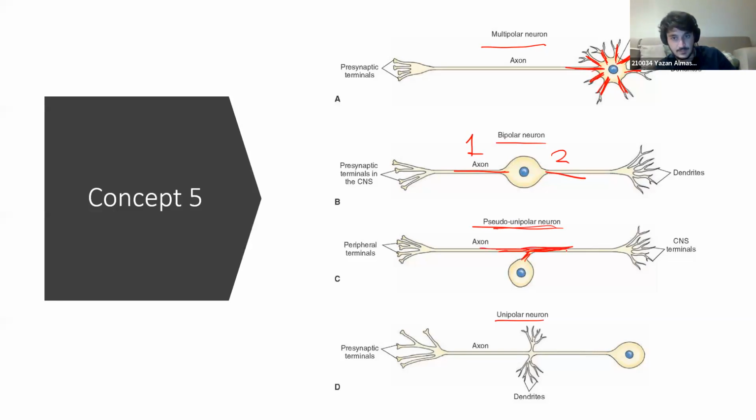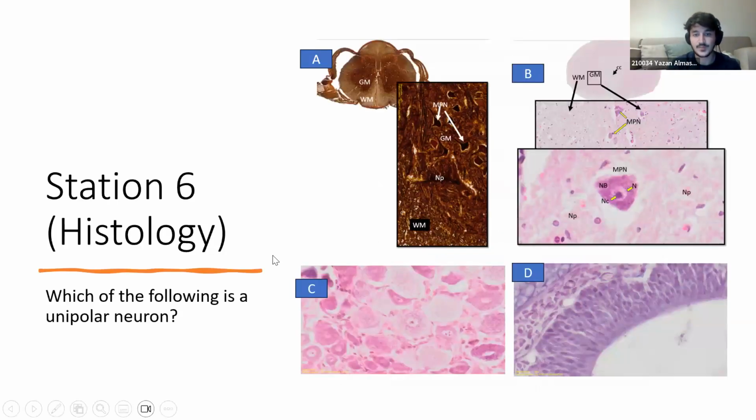Where do you find this? Do you guys remember? General sensory. Yes, dorsal root ganglion. And then we have unipolar. It has only one pole coming out of it, or one process coming out of it. Are the types clear? Okay. So, which of the following is a unipolar neuron?